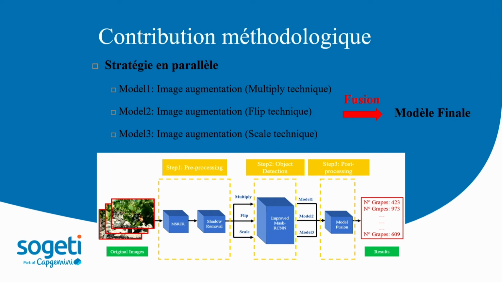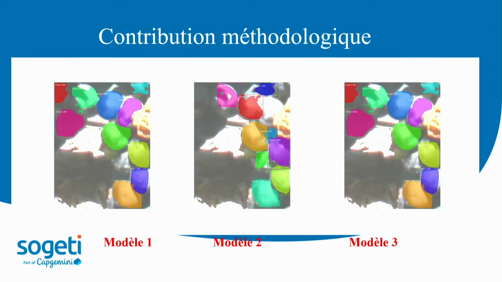And then we train the different models based on these different images. At last, we combine the results of every model. And the final model's precision is much better than every model in parallel. So now let me show you some results we obtained by this strategy.